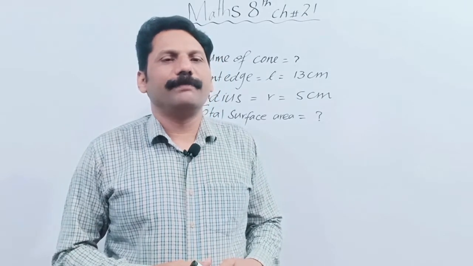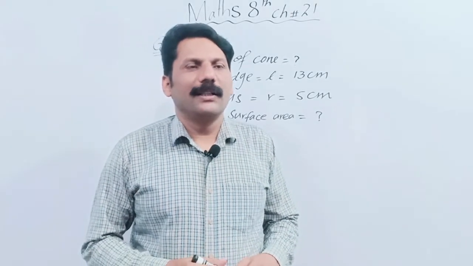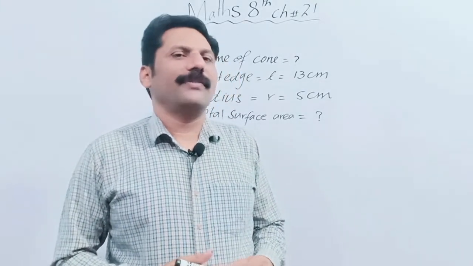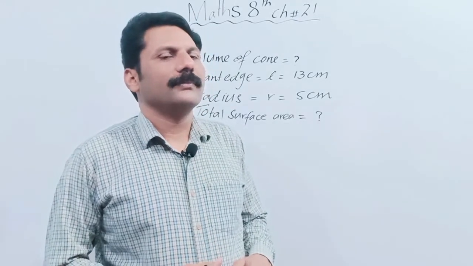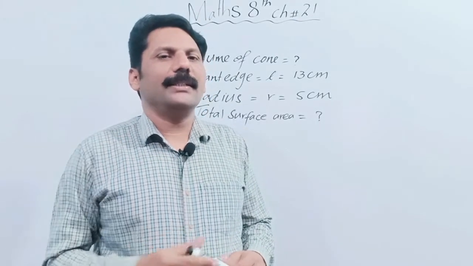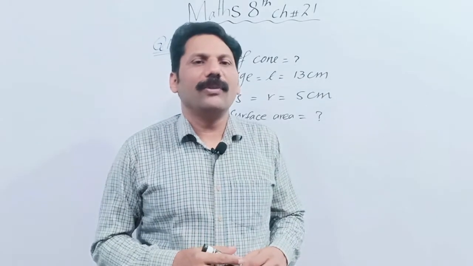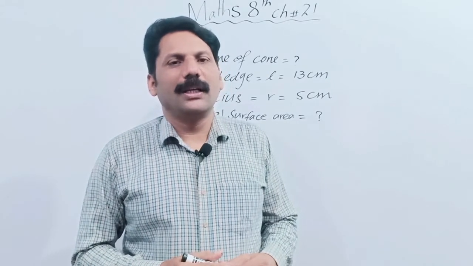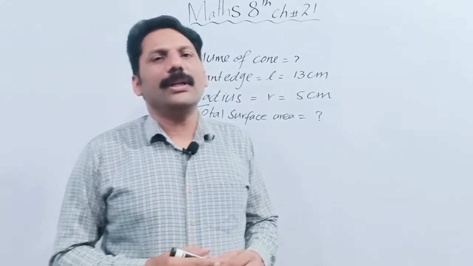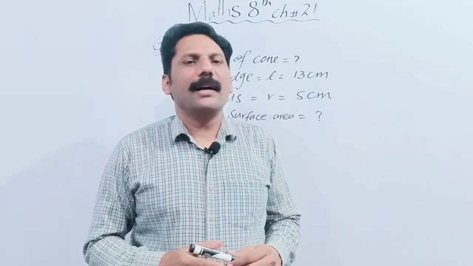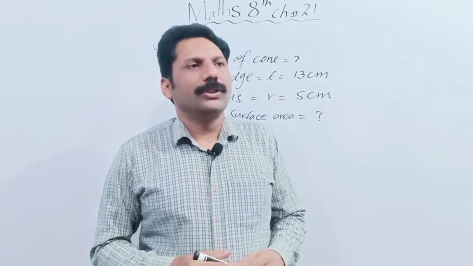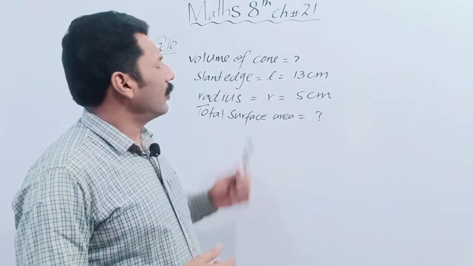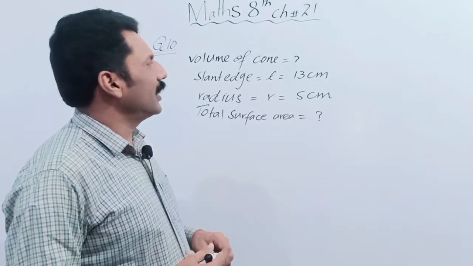In the last video I have told you the formulae to find volume of cone and total surface area of cone. So first of all we remind what is the formula to find volume of the cone. Volume of the cone is equal to 1 over 3 pi r square h, and total surface area of cone is equal to pi r into r plus l. So using these two formulae we will find volume of cone and total surface area of cone.